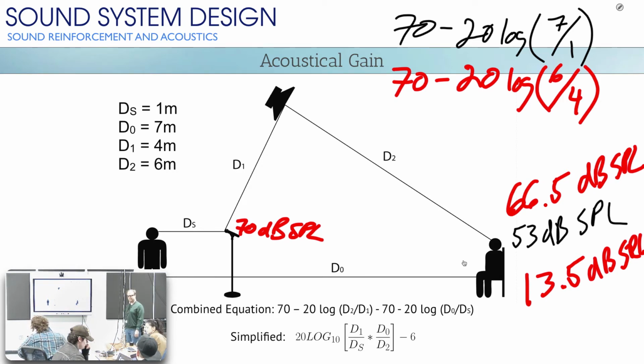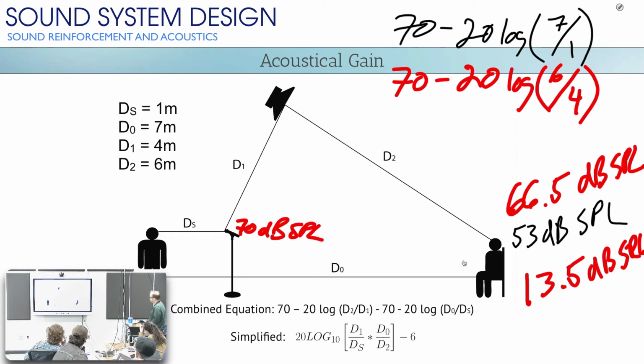Okay, did we get the same answer? Okay, we got the same answer. You do the minus 6 and then it's the 7.5. Okay, what's different about that equation? What is noticeably different about that equation? 1 divided by S and 0 divided by S.